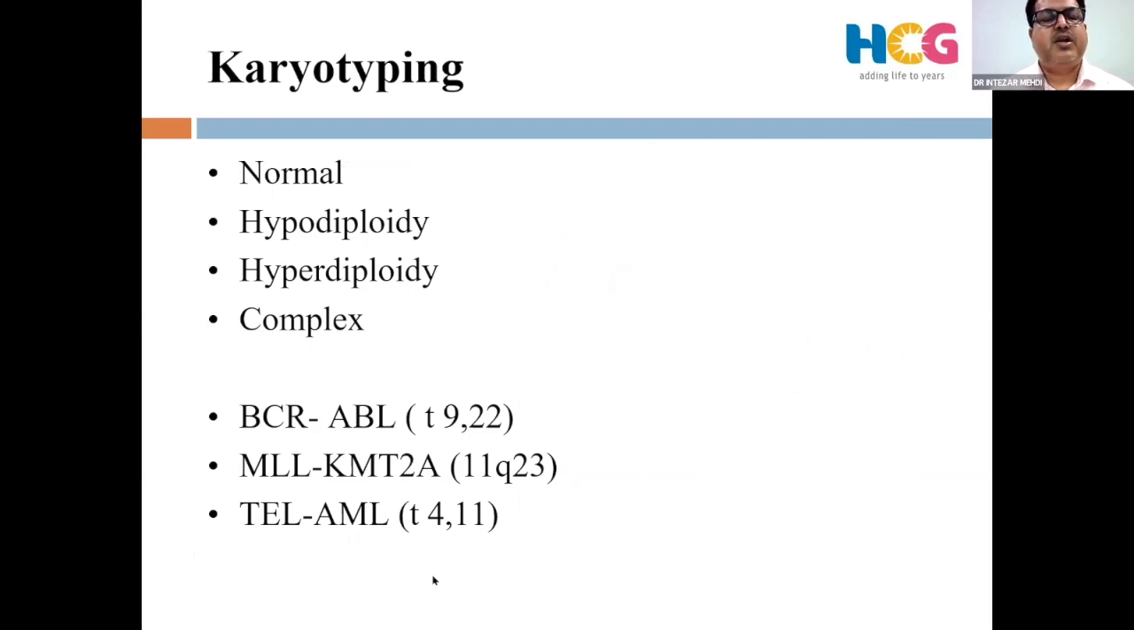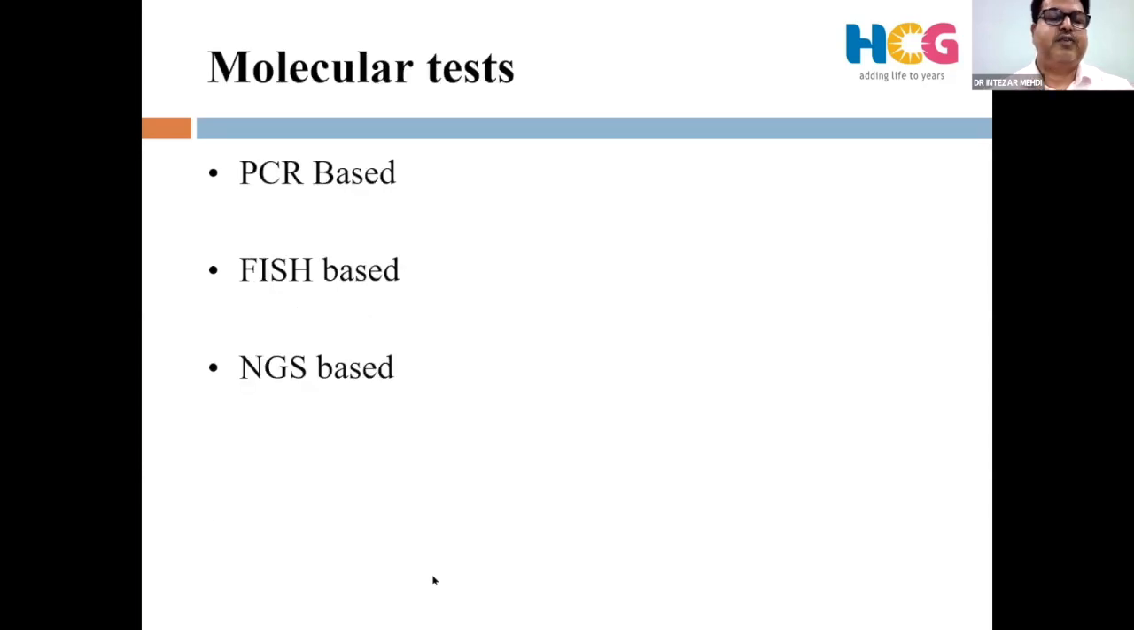Then when you do karyotyping, we are able to see whether we have a normal karyotype, or hypodiploidy or hyperdiploidy, or a complex karyotype. And this has very important prognostic significance. And then sometimes on karyotyping, you pick up the Philadelphia chromosome like BCR-ABL, or you pick up the MLL gene rearrangement, which is now called KMT2A, 11q23, or the TEL-AML1, which is translocation 12;21.